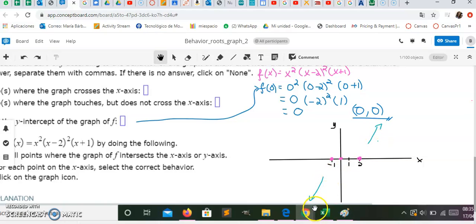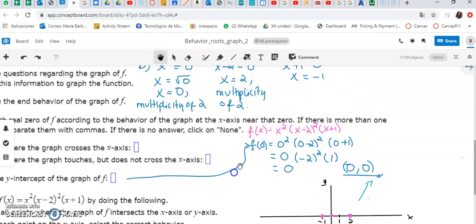Draw the behavior of the endings so you could know where you are going to start plotting the graph. And then let me take the pen so I can continue plotting the graph. Okay, remember the multiplicity of -1 is 1. Let me show you. Here we have it. The multiplicity of the root -1 is 1. The other two, the multiplicity is 2.